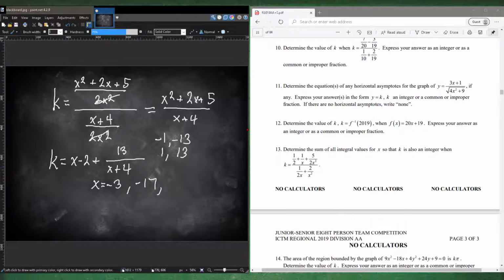Or if the bottom has to be 1, then x equals negative 3. I mean, sorry. If the bottom has to be negative 1, this is negative 5. And then this one is negative 3. Sorry about that. And if this is 13, we have to add a 9. So these are all the 4 possibilities. Add them up together so we can get our answer for 13. That's negative 22, negative 25 plus a 9. That's negative 16. And that's your answer for number 13.